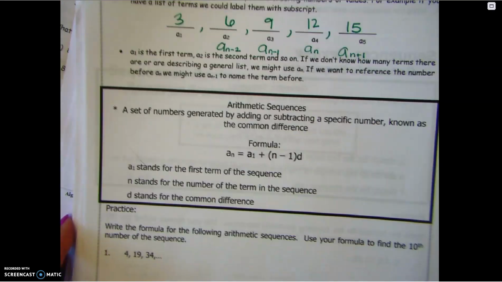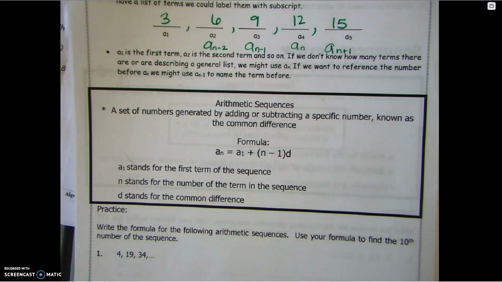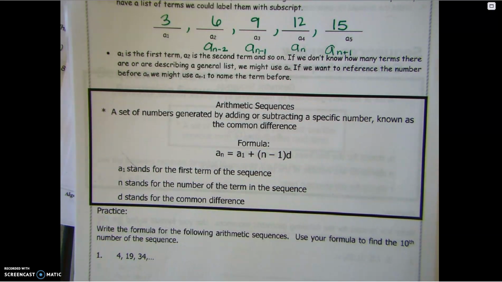So for example, if we look at arithmetic sequences, arithmetic sequences are a set of numbers generated by adding or subtracting a specific number known as the common difference. So a sub 1 is always the first term. N stands for the term number. We don't know, it's kind of general unless we know what term we're talking about. And then d stands for the common difference. So let's talk about an example.